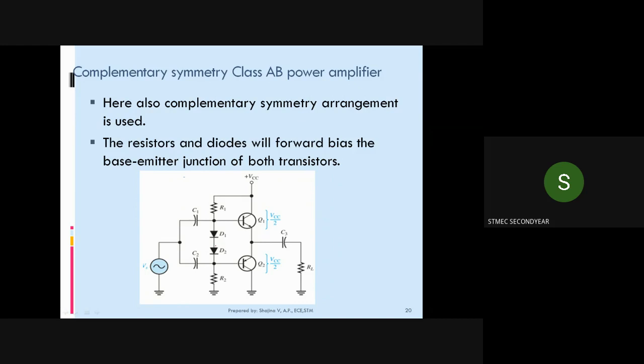That is push-pull configuration for class B and class AB, and then crossover distortion, then complementary symmetry, class B and class AB configuration. ഇത്രയും കാര്യങ്ങൾ എല്ലാവർക്കും ക്ലിയർ ആണോ?